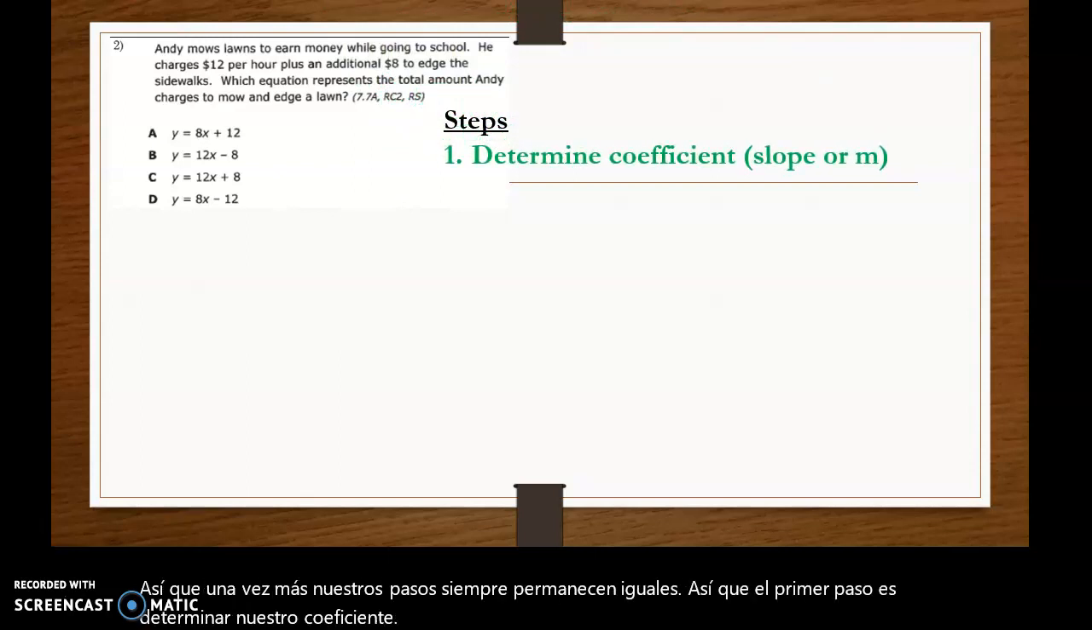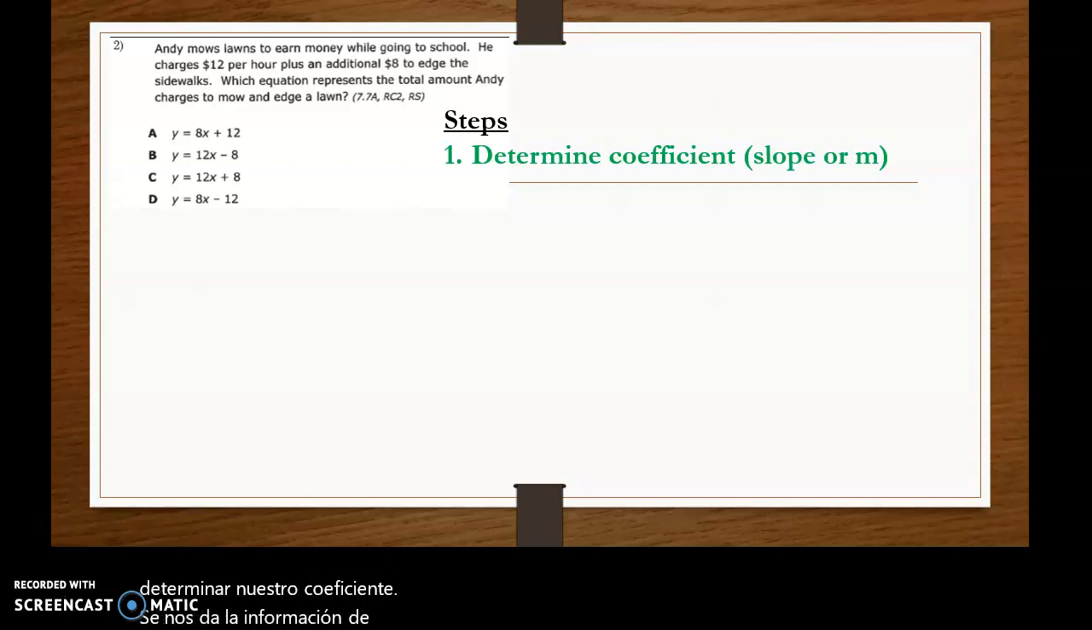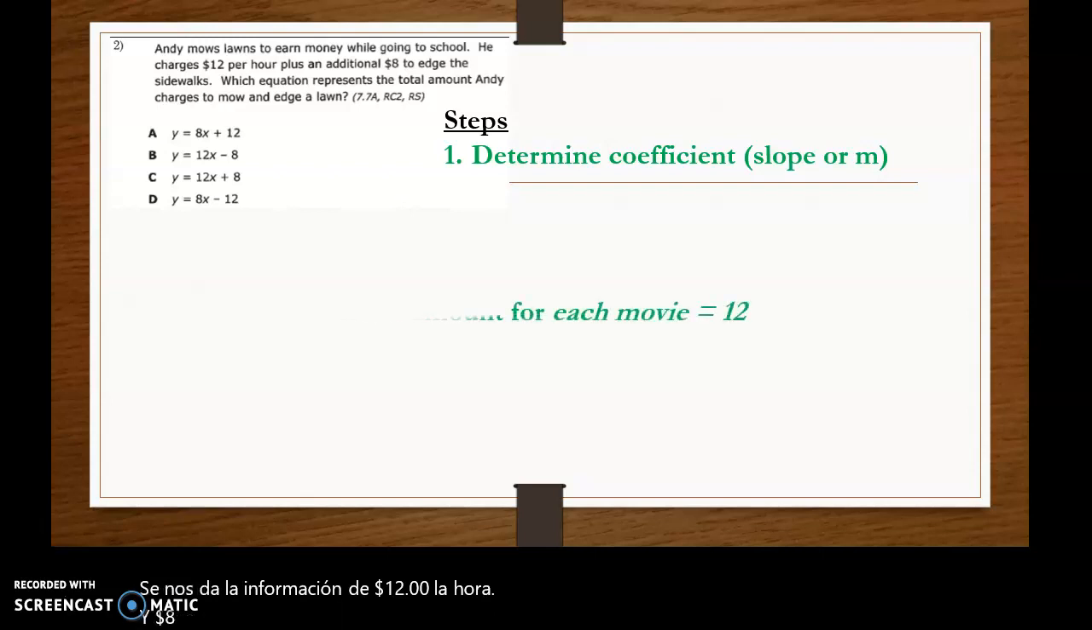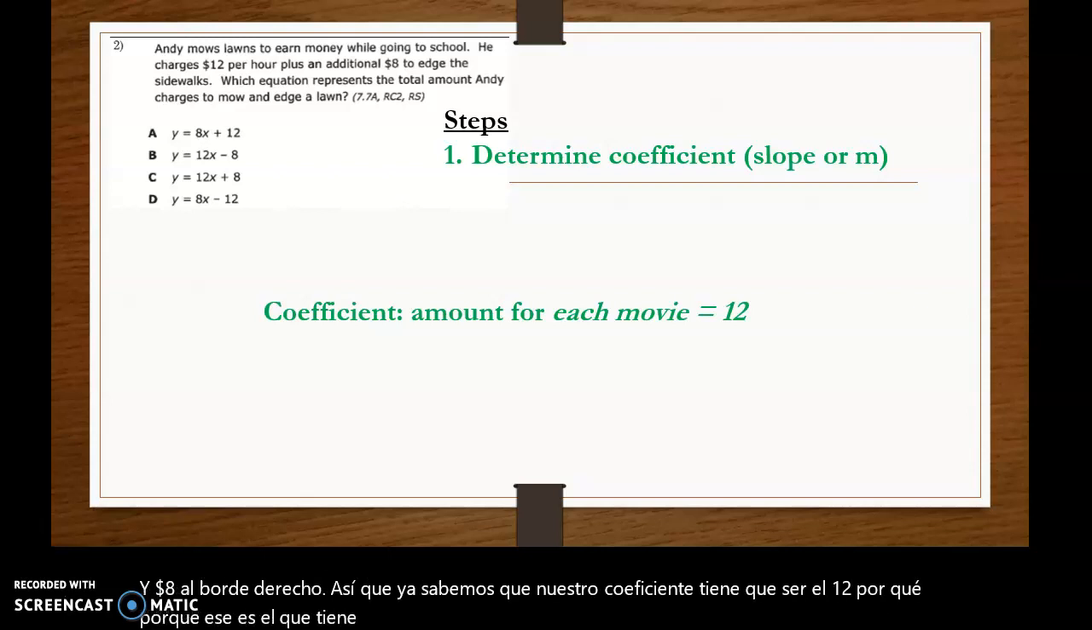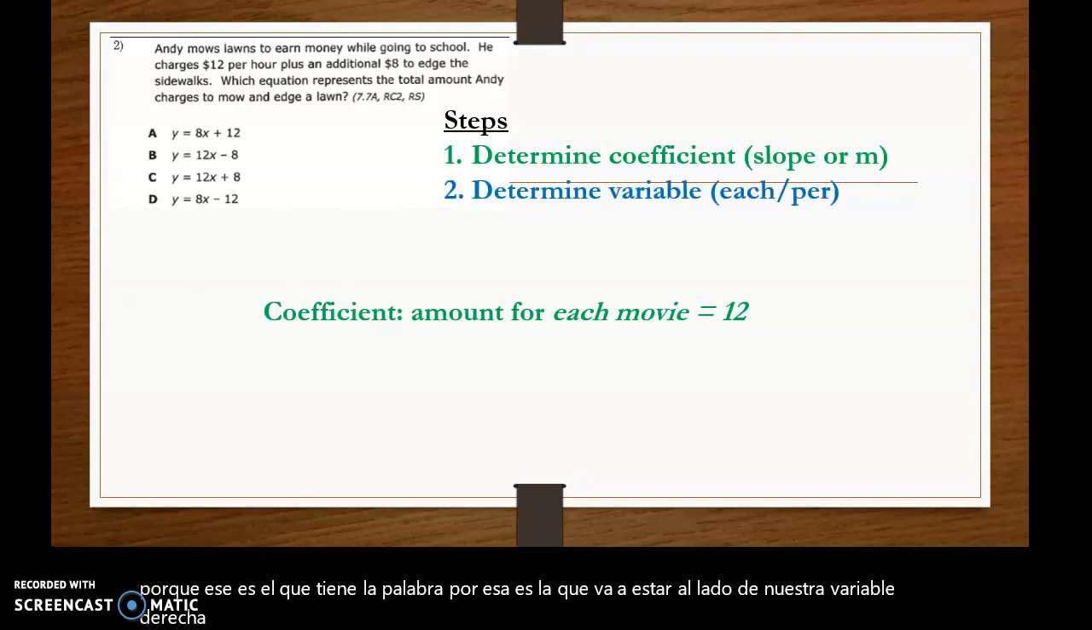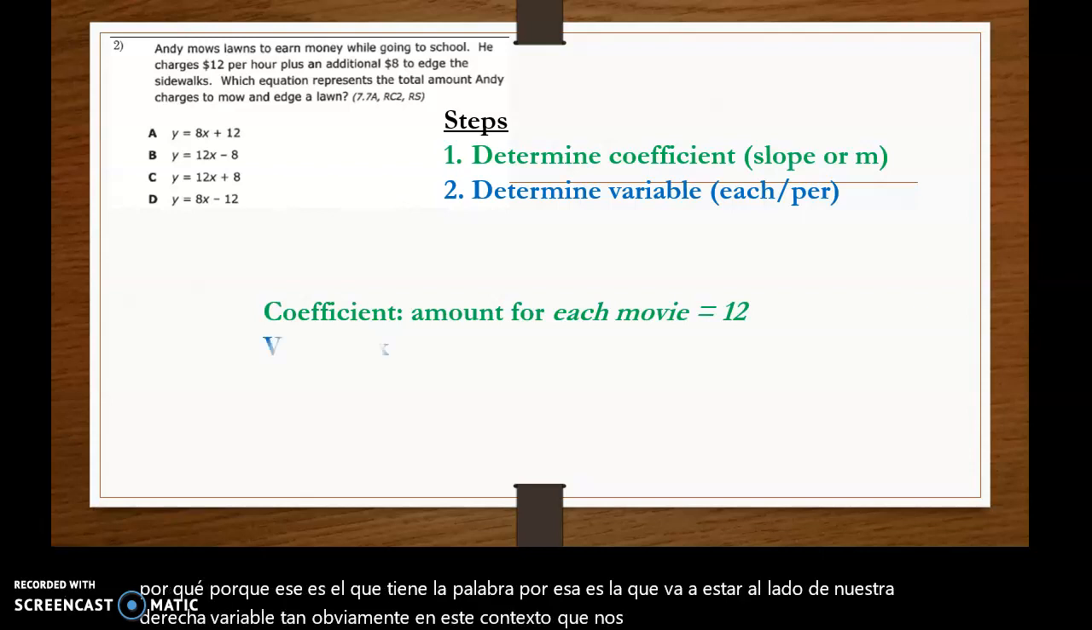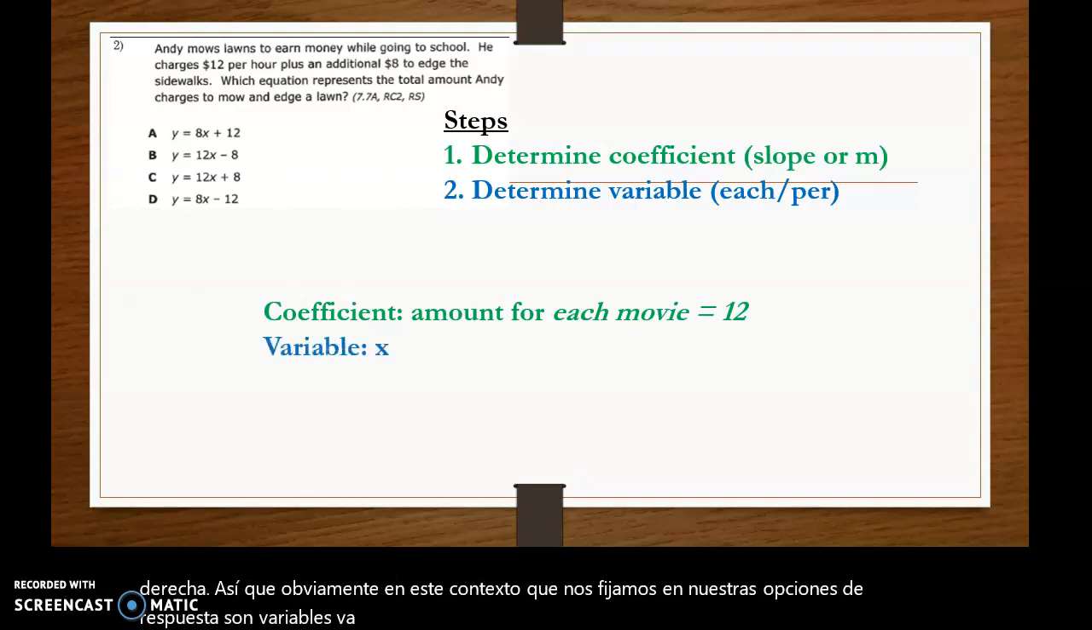We are given the information of $12 an hour and $8 to edge, right? So we already know that our coefficient has to be the 12. Why? Because that's the one that has the word per. That's the one that is going to be next to our variable, right? So obviously in this context, if we look at our answer choices, our variable is going to be the x, right? And more specifically, that variable x means hours, okay? So x stands for hours.